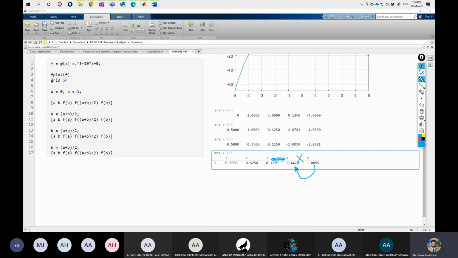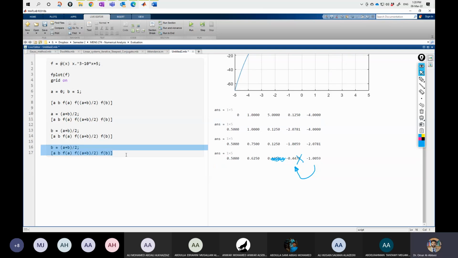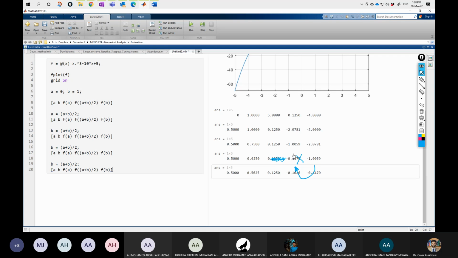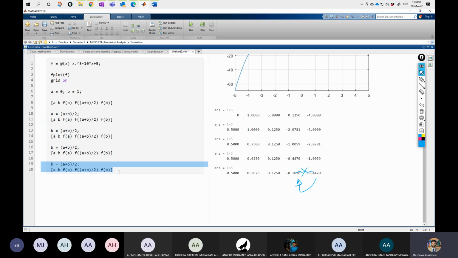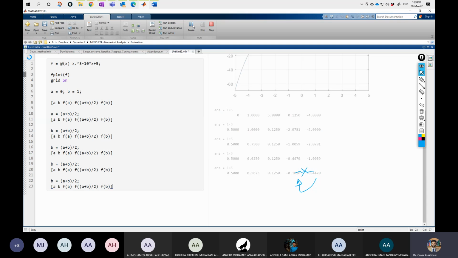Isn't it? Same thing. We move B again. We continue. That is A, f of A. That is f of B. This is f at the midpoint. What shall we do? Do we have a solution? Again, move B. Move B. Okay. Guys, we continue this exercise until the difference between A and B is up to a certain limit.